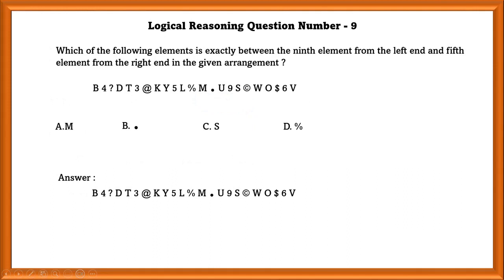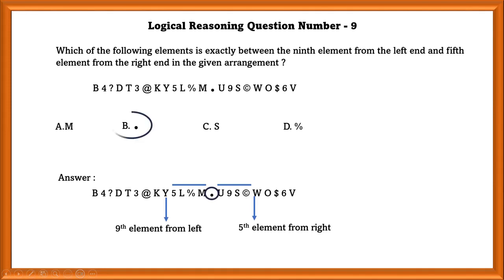Logical reasoning, question number 9. Which of the following elements is exactly between the 9th element from the left end and 5th element from the right end in the given arrangement? The 9th element from the left is Y and the 5th element from the right is W. And in the middle is a full stop. That is our answer, B.